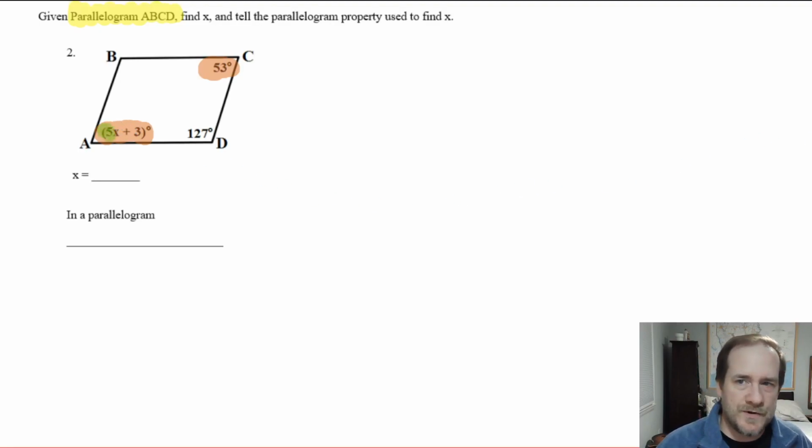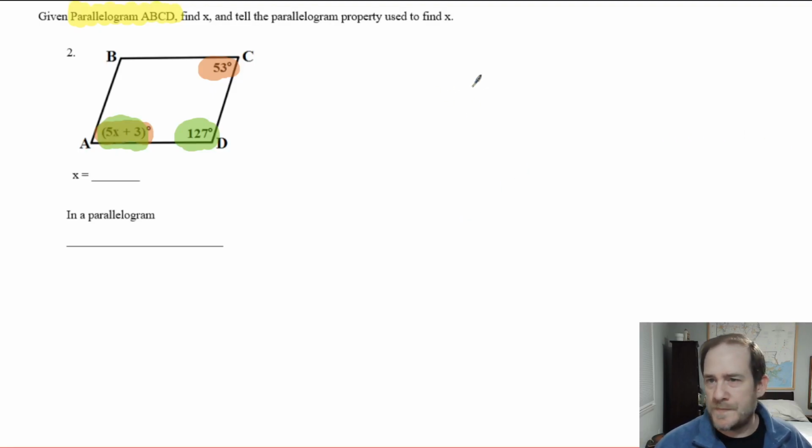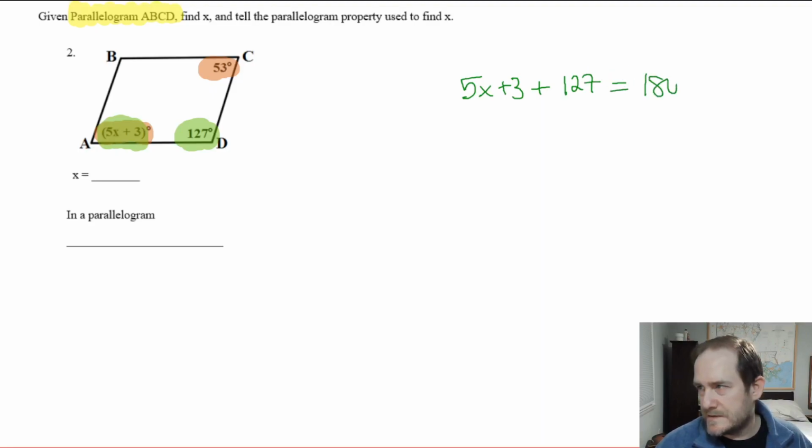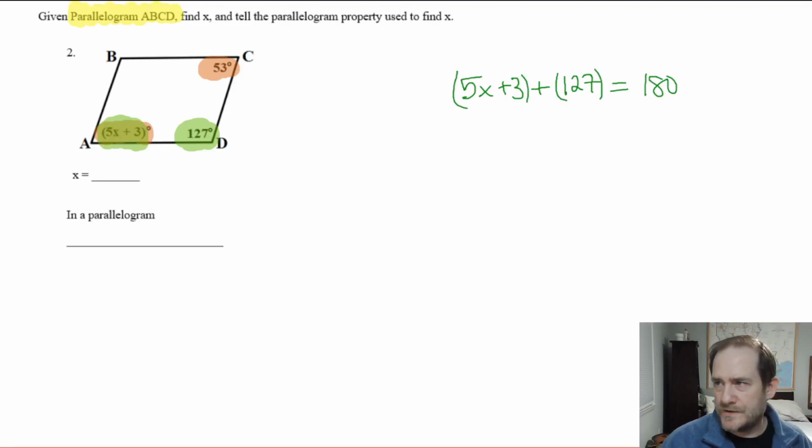But at the same time, we could have taken this angle here, the one that has x in it, and this angle. And then those two angles that I highlighted in green are called adjacent angles or consecutive angles. And consecutive angles always add up to 180. So you have options here. You could write the equation 5x plus 3 plus 127 equals 180. In this equation, you're using the fact that the two angles are supplementary.